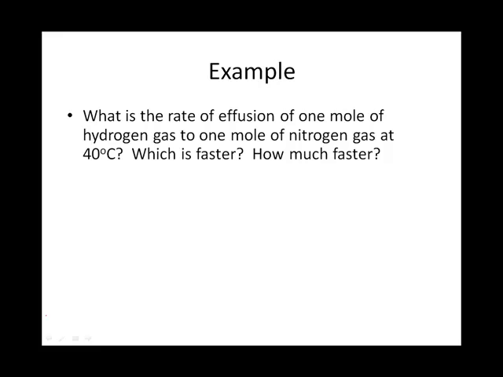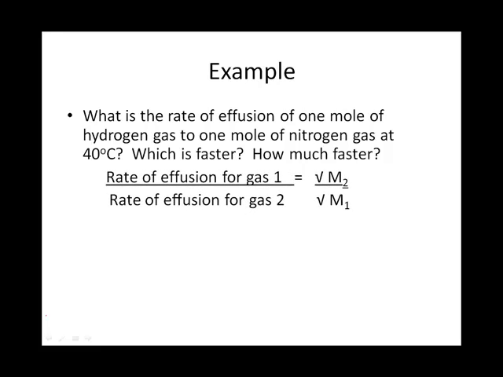Here's an example. What is the rate of effusion of 1 mole of hydrogen gas to 1 mole of nitrogen gas at 40 degrees Celsius? Which is faster and how much? Well, if you plug it into the equation, you get rate of effusion for gas 1 over rate of effusion for gas 2 equals the square root of the molar mass of gas 2 divided by the square root of the molar mass of gas 1. If we plug that in, we get the square root of 28 divided by the square root of 2, which equals 3.74. So what does this mean? This means that hydrogen, which is gas 1 in this case, effuses 3.74 times faster than nitrogen gas.